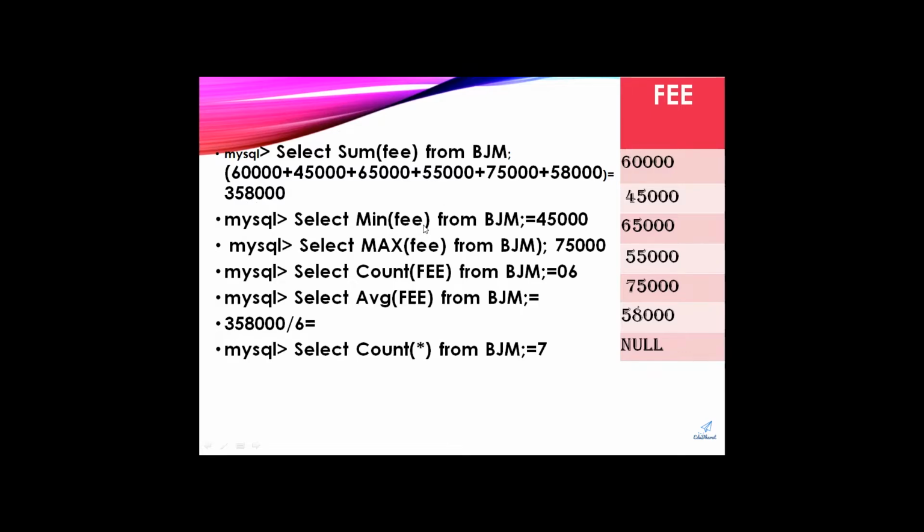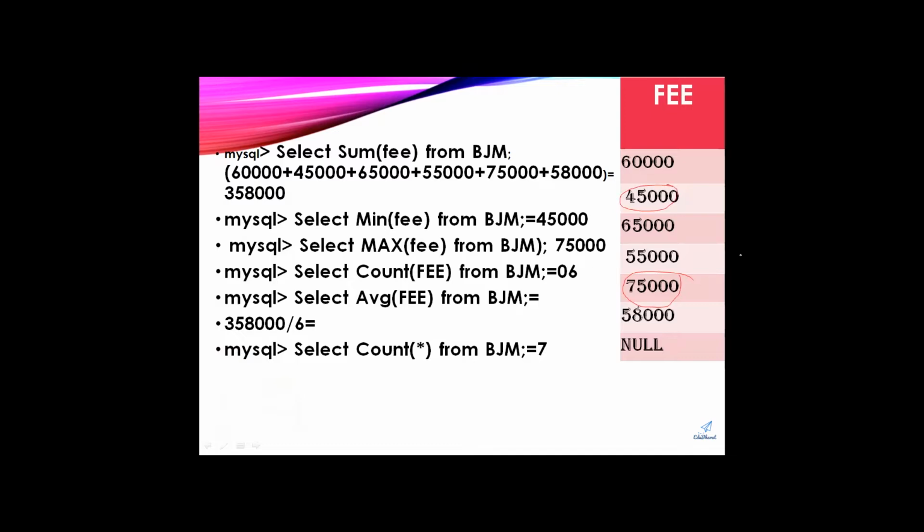And we can find the minimum value, that is 45. You can check it here. And we can find the maximum value. Whatever the maximum value of the given data is will be displayed, that is 75,000. Okay, so maximum and minimum are clear.